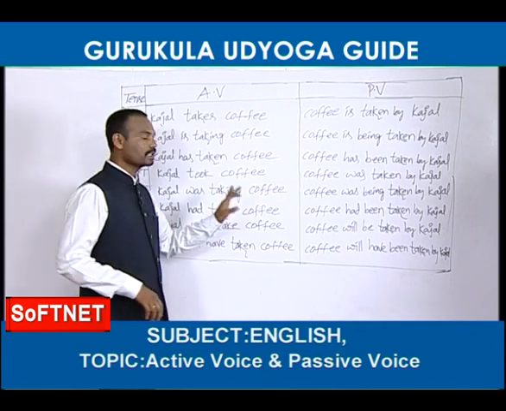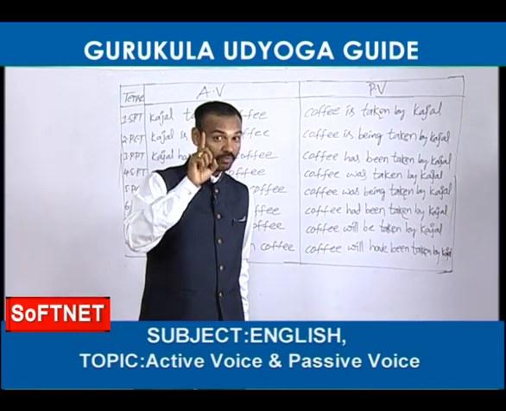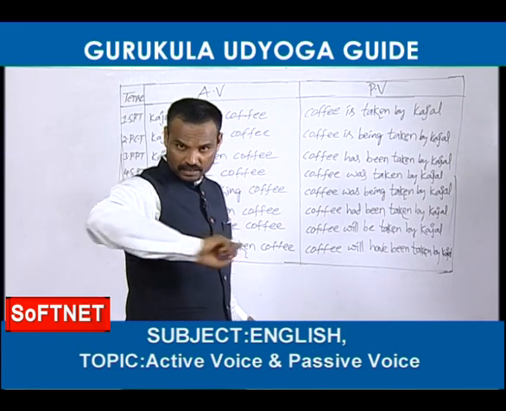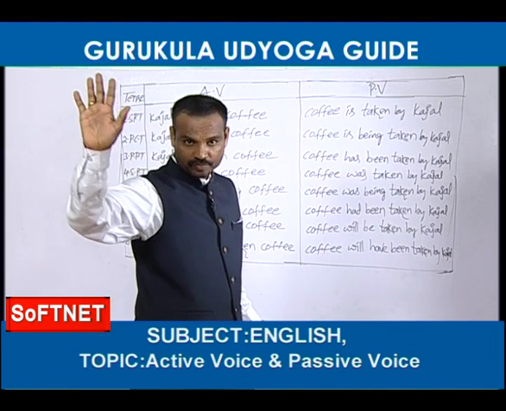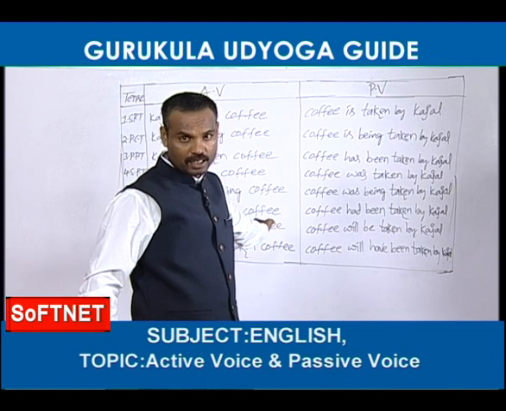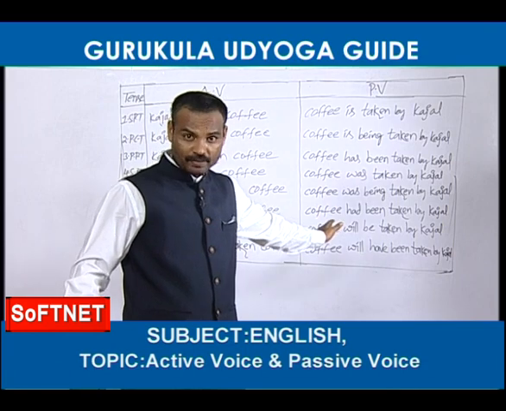Okay. So here Kajal was taking coffee. So was or were is there. Whenever you find either was or were in any sentence, and if you find ing form, that is from past continuous, that's all. So now you came to know this is called a past continuous sentence. Are you ready to change this past continuous into passive voice?